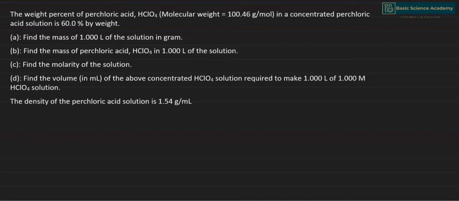The weight percent of perchloric acid HClO4 in a concentrated perchloric acid solution is 60% by weight. Find the mass of 1 liter of the solution in gram. Then find the mass of perchloric acid HClO4 in 1 liter of the solution. Then find the molarity of the solution, and finally find the volume of the above concentrated HClO4 solution required to make 1 liter of 1 M HClO4 solution. Given the density of perchloric acid solution is 1.54 gram per ml.